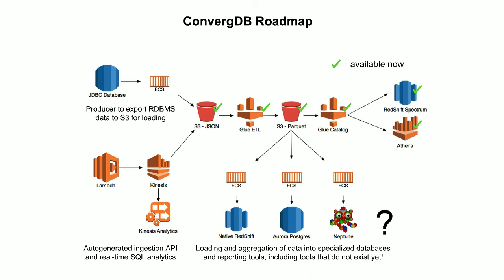And a little bit further down the road, we have an idea for actually auto-generating an ingestion API and real-time SQL analytics. Using tools like Kinesis and Lambda, we can take the definitions for your data, create a Lambda that validates incoming data to be in the correct structure, then pushing it into a Kinesis stream. Immediately, you can have Kinesis analytics, so you can get real-time insights on your data as it's coming in. And then, of course, eventually that data will make it to S3 and get ingested into your data lake.